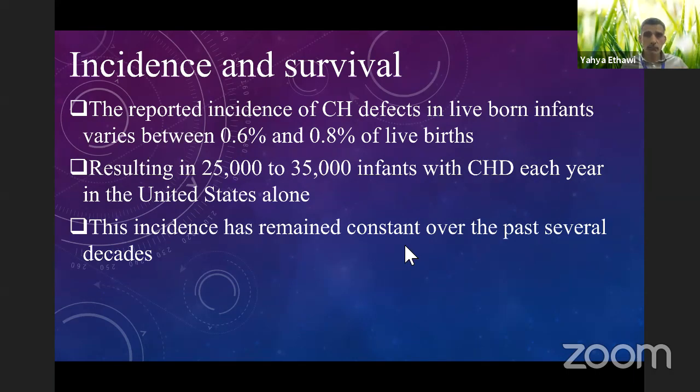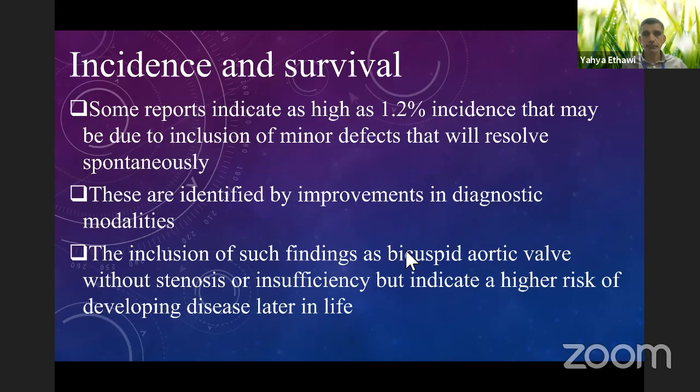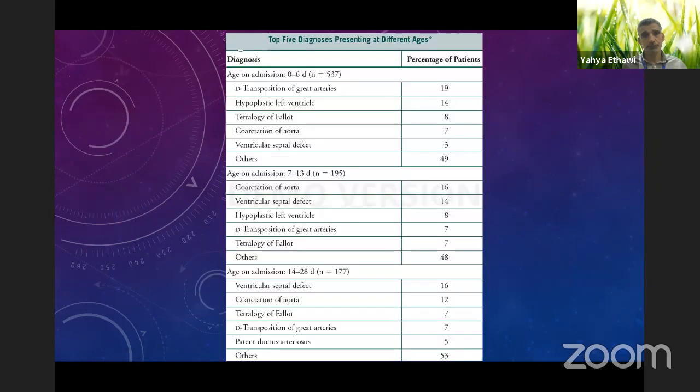And it seems that the incidence has not changed over the last period of time. So the incidence is somewhere between 0.6 to 0.8%, but sometimes you find literature where the incidence is higher. They're probably including minor asymptomatic cardiac lesions, such as bicuspid aortic valve, or other minor lesions that, even if we don't discover them and discover them by chance later in life, won't affect the quality of life.